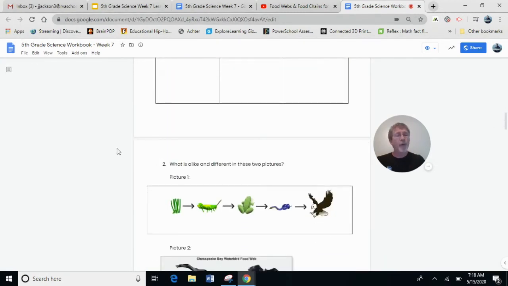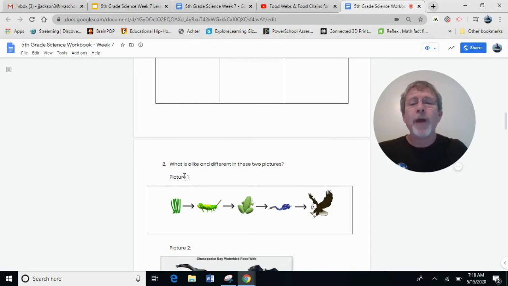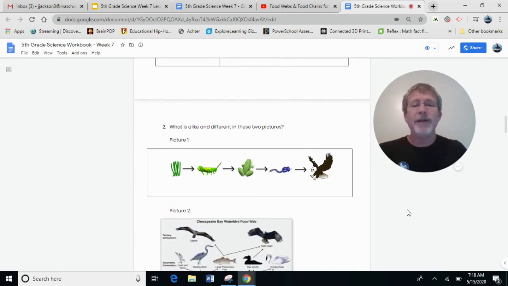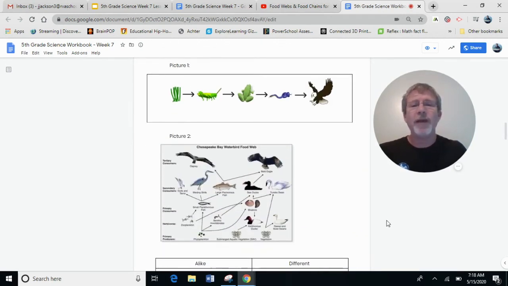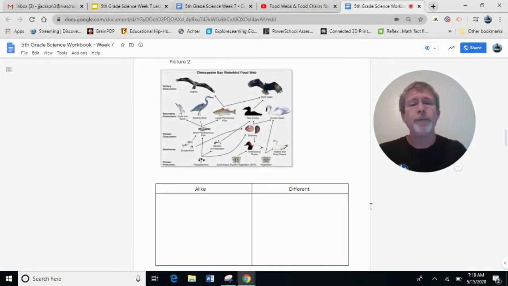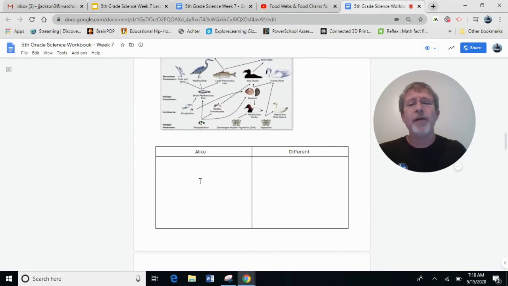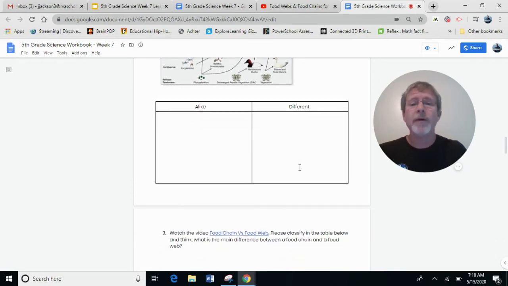Then we take it a step further. Let me make my head bigger. So what is alike and different in these two pictures? Take a look at their organisms. There's some more organisms down here. Take a look. Picture one, picture two. Please go down and tell me how they're alike and how they're different. How do they compare? How do they contrast?